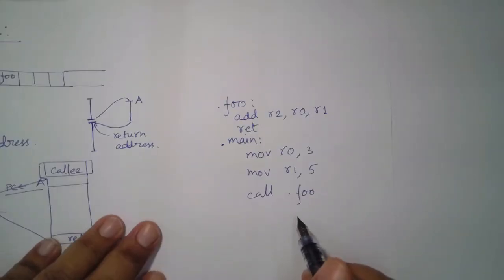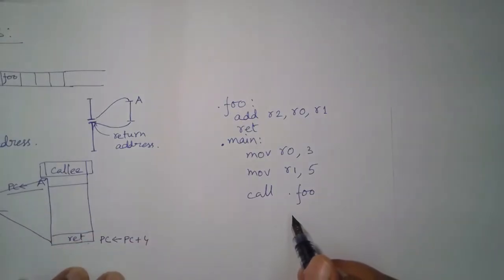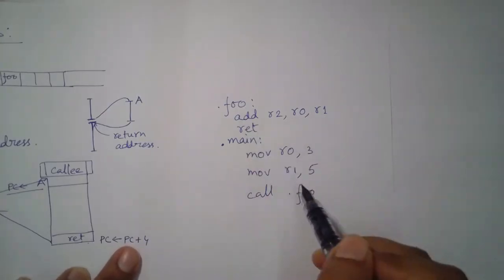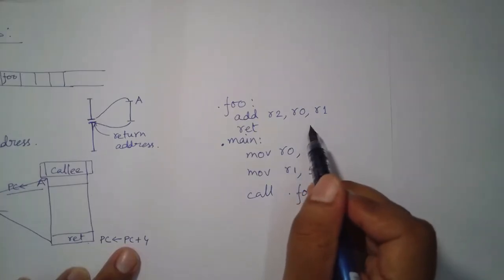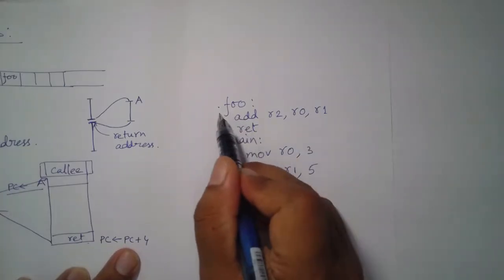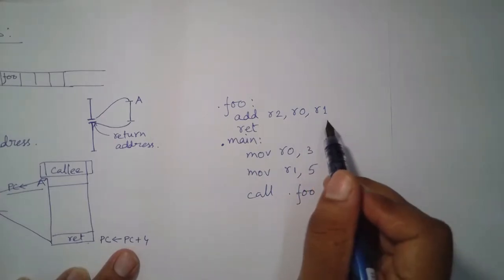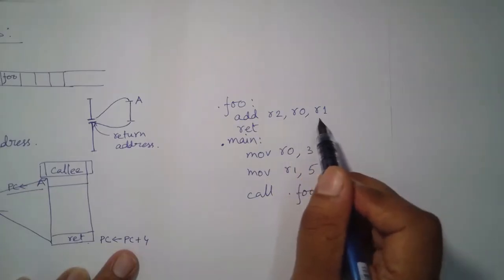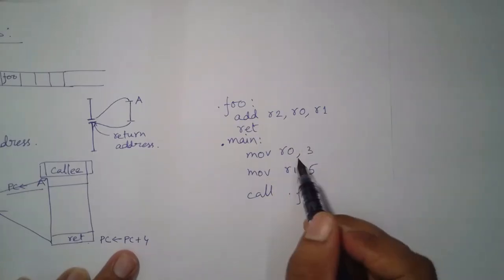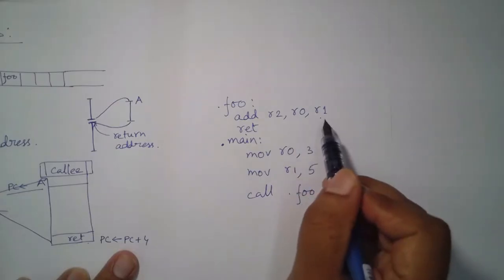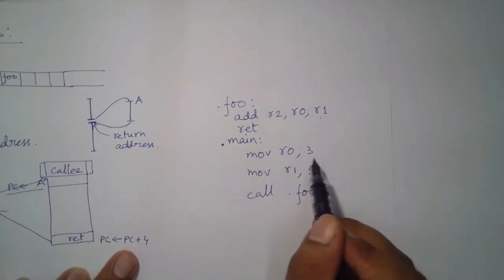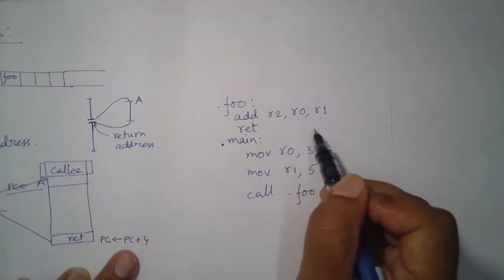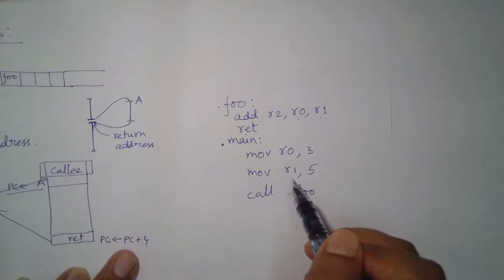Now, one thing you have to carefully observe here is that the values which the function needs are passed through these registers. For example, the function foo will need to add two numbers and store the result in another register. How are these numbers passed to this function? They are passed through these registers only. Main updates these registers, and whenever foo uses them, it uses the values which main has updated, all right.